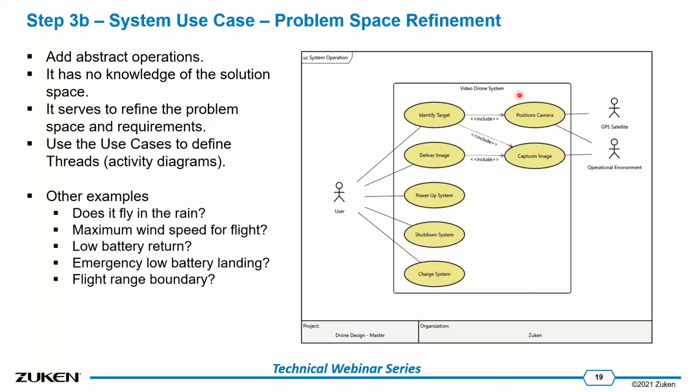Other examples that aren't on here, you may identify, well, will it fly in rain? Well, maybe we want to do a use case specifically as a specific example to talk about this diagram and, well, will it work in rain? What about wind speed? What about low battery return, emergency low battery landing, flight range? Those are all things that we can talk about in use cases to further develop the functionality we need for the system.